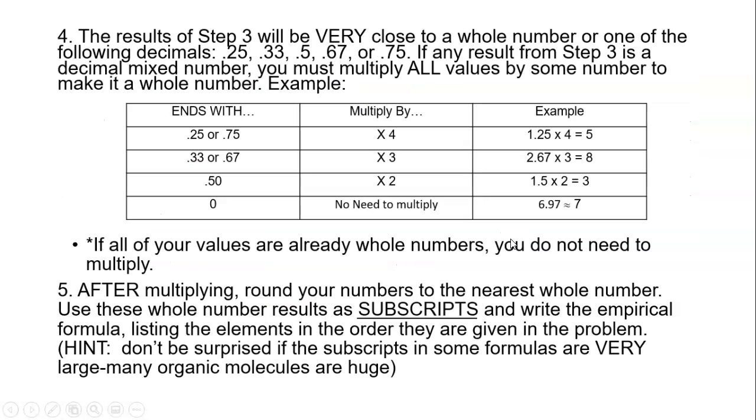We go back to our notes over here. This table shows you the different numbers that we can have. So what you're allowed to do is after you've done step 3 and you've divided by small, your numbers, you want to check and see what those decimals are. And if they're close to any of these numbers in the chart, you're going to need to multiply by the respective numbers to make it a whole number.